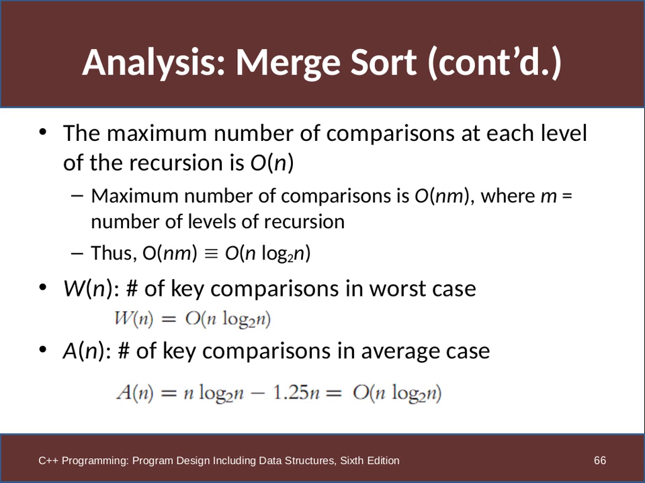Because there's no real worst case here. You're just dividing it by 2 and then merging. The algorithm really doesn't get worse or better. It just behaves in a very concrete fashion.